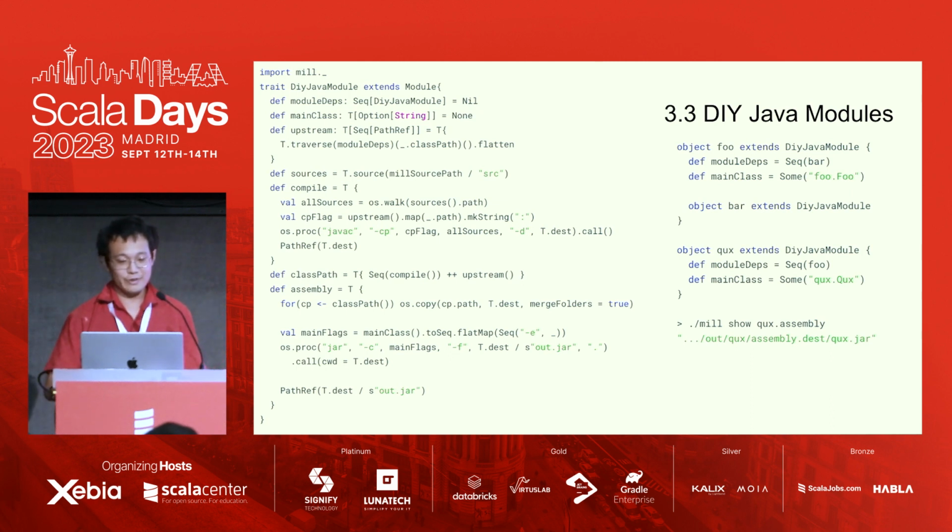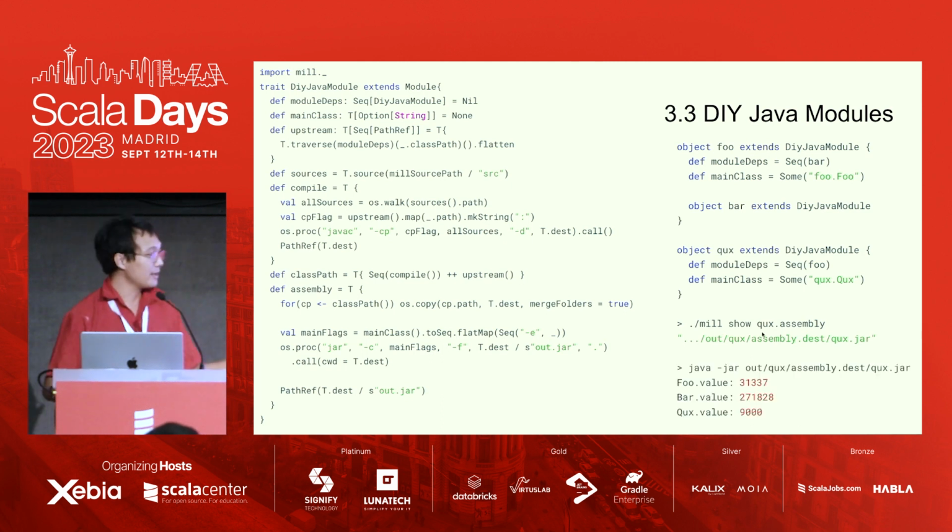I can run mill show foo.assembly. Let's see down here, it shows you the path of the assembly that was generated. I can run java -jar and see its output.